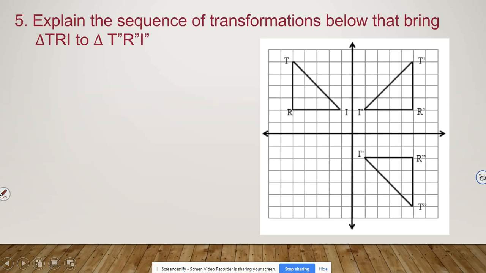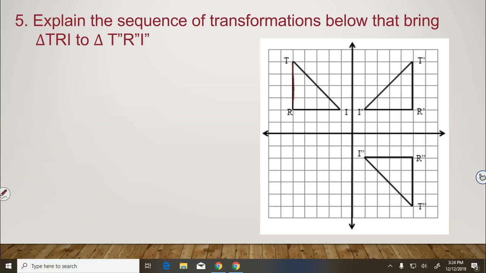So now in number 5, we want to explain the sequence of transformations that brings TRI to T double prime, R double prime, I double prime. So it's similar to what we just did in the earlier problems. So this is my original, and they want to know how I got to this one. So we obviously went over this axis and then over this axis.